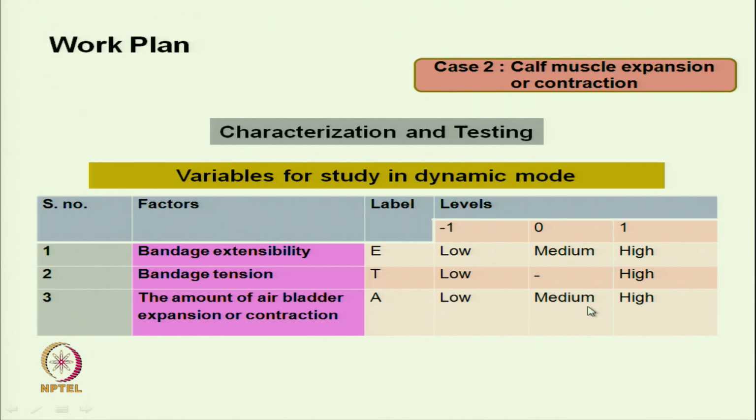So, for the amount of air bladder expansion and contraction, we have the low level, medium level and high level. For a particular experiment, if we see E minus 1, T minus 1, A minus 1, that will mean that we have taken the bandage with lower stretchability, the bandage tension kept at lower level and amount of air bladder expansion at lower level. So, this is the notation we have used here.